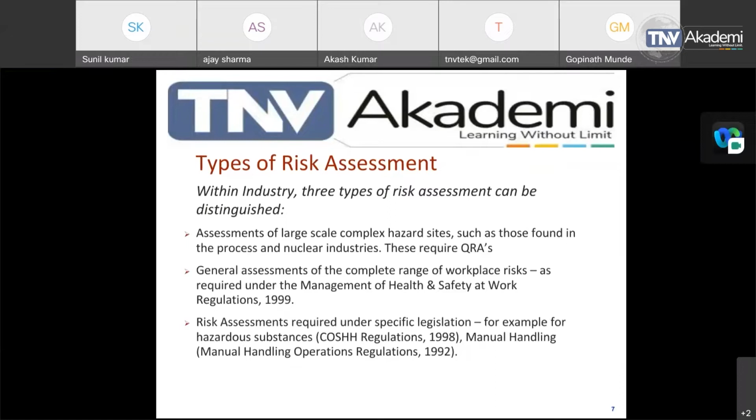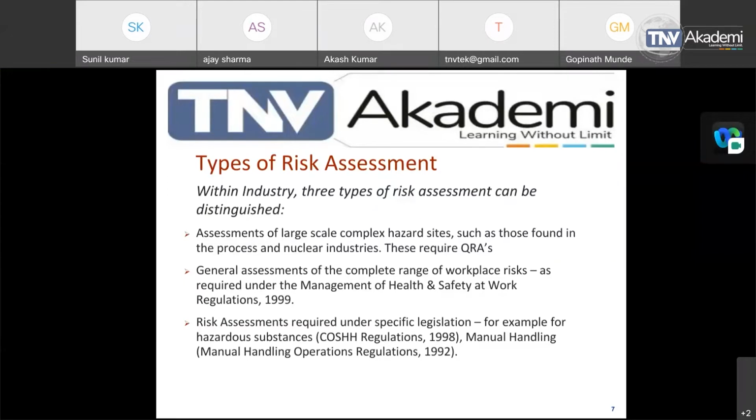So here are the types of risk assessment. Within industry, three types of risk assessment can be distinguished. The first one is the assessment of large-scale complex hazard sites, such as those found in the process and nuclear industries. They require QRA, quantitative risk assessment. And the second one is the general assessment of the complete range of workplace risks, as required under the Management of Health and Safety at Work Regulations 1999.